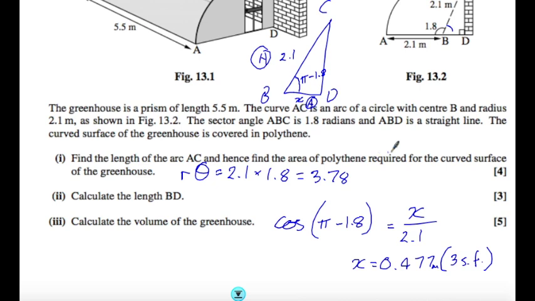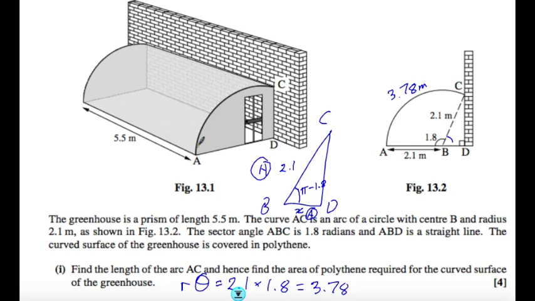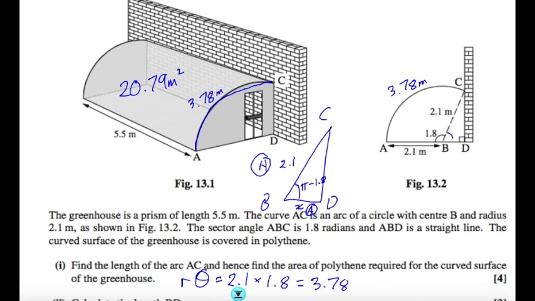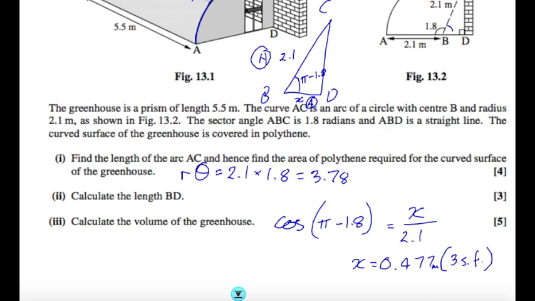Hence, find the area of polythene required for the covered surface of the greenhouse. Right. So if we think about this sheet of polythene, it's going to be like a rectangle. We know this is 3.78 meters. So this rectangle is going to be 3.78 times 5.5. So it would have an area of 20.79 meters squared. Right. Final question is, so let's just annotate that as 0.477. So calculate the volume of the greenhouse.